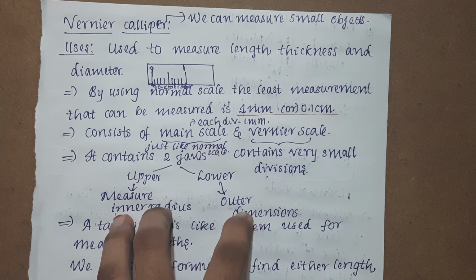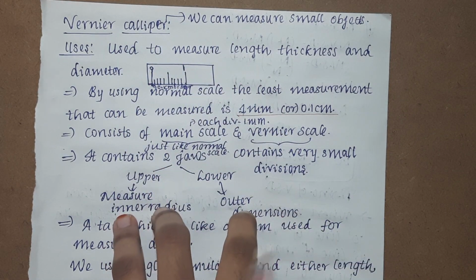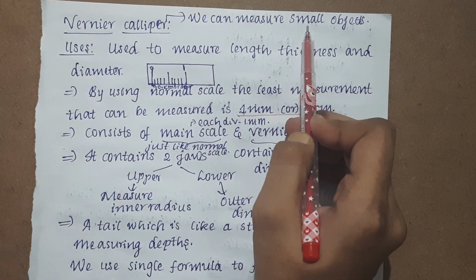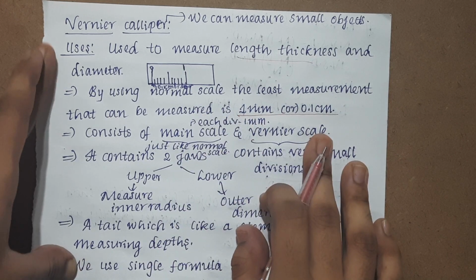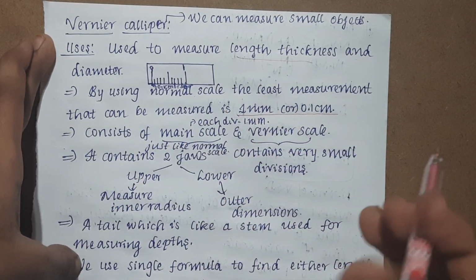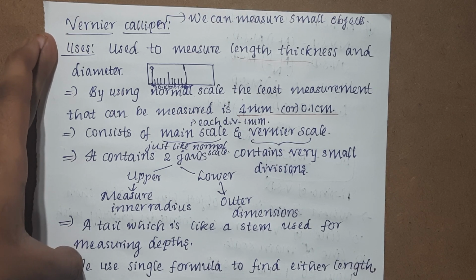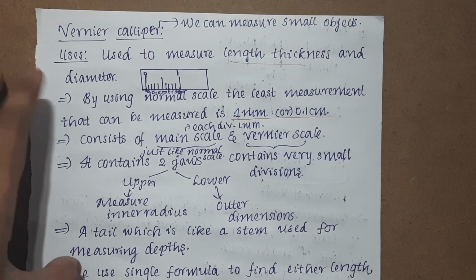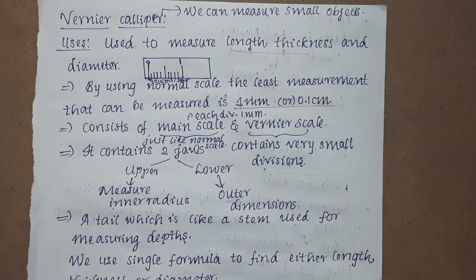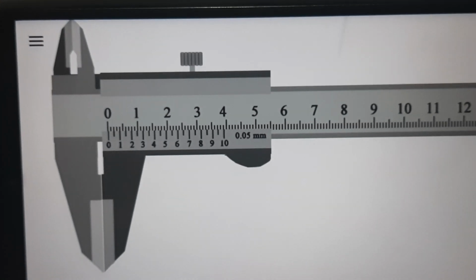Let us revise the concept once again and we'll go to problems. Vernier caliper is a device through which we can measure small objects. Vernier caliper is used to measure length, thickness and diameter. By using a normal scale, the least measurement that we can measure is 1 millimeter or 0.1 centimeter. And Vernier caliper consists of two scales, which are main scale and Vernier scale. Main scale is just like our normal scale, and Vernier scale is the one which consists of very small divisions.